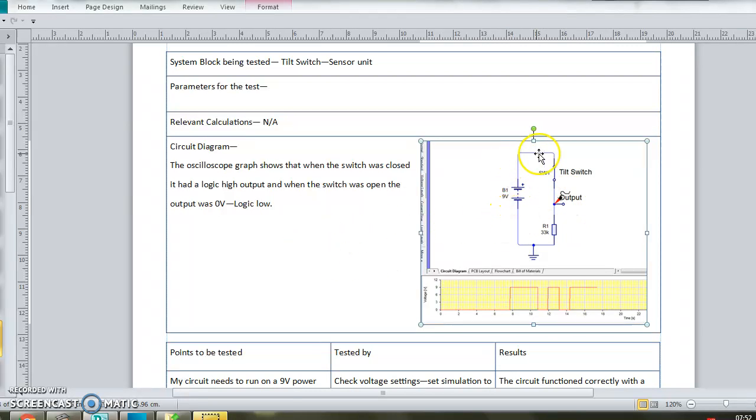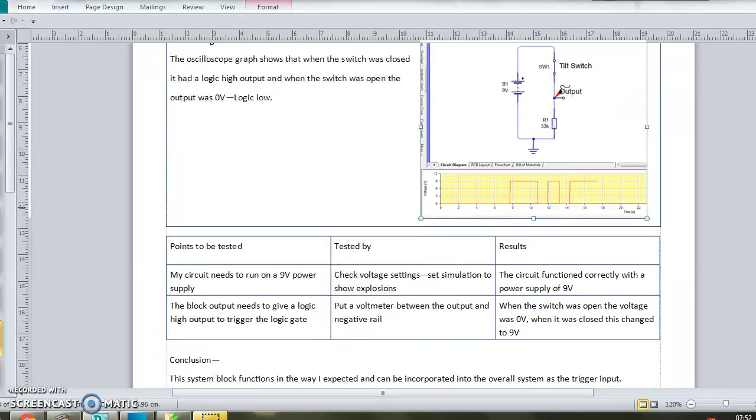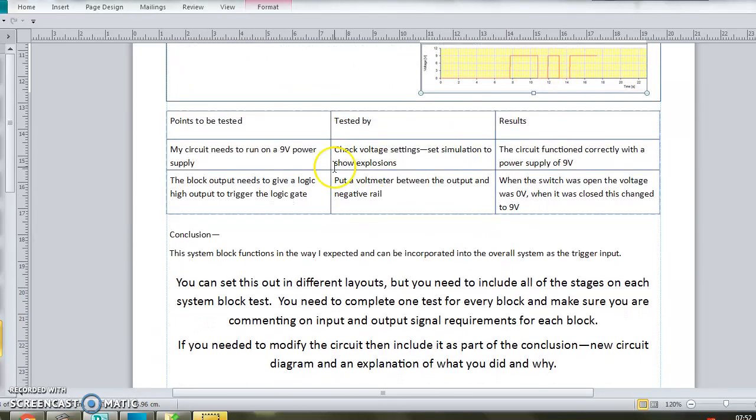The reason I don't have the little red voltage bars was to be able to do a screenshot. I had to stop the circuit simulation. So then I've gone on, I've got my points that I'm testing. My circuit needs to run on a 9-volt power supply. The block output needs to give a logic high output to trigger the logic gate.